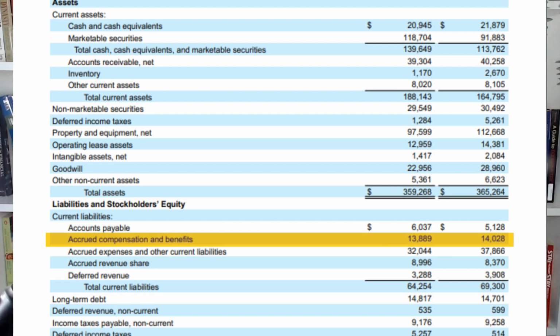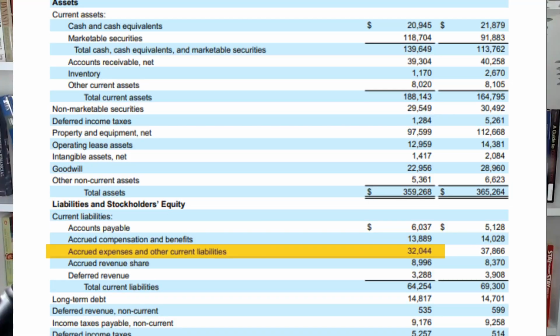Accrued compensation and benefits include employee benefits that are accrued but not paid out. For example, if you get your salary monthly, your company accrues your salary over the month as accrued compensation. Then, once it's paid to you, the company records it as an expense on the income statement and reduces the accrued compensation on the balance sheet by the same amount.